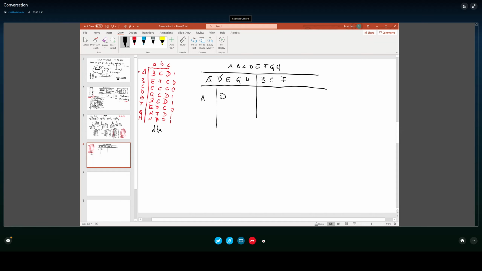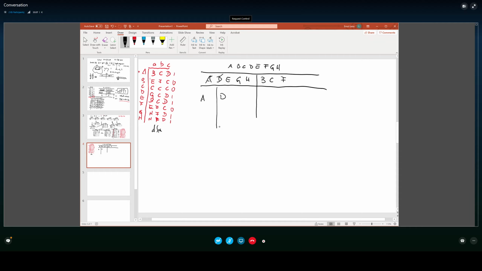Now, E. E could go together with A. If we can keep it together with A, we don't have to do anything else. On the other hand, if it can't be together with A, then we'll have to try D. And if that fails as well, then we'll have to put it into its own equivalence class. Okay, everybody clear? So let's try E with A.